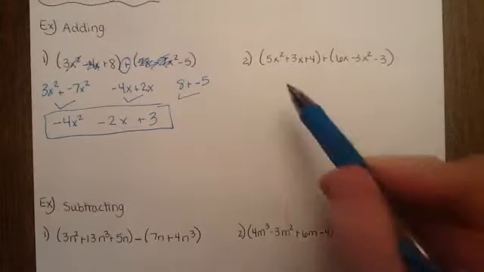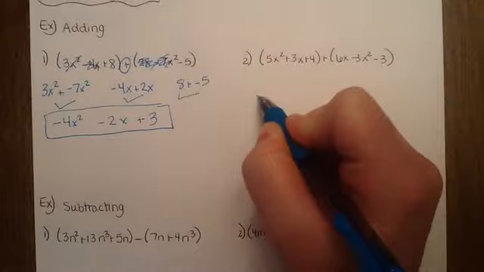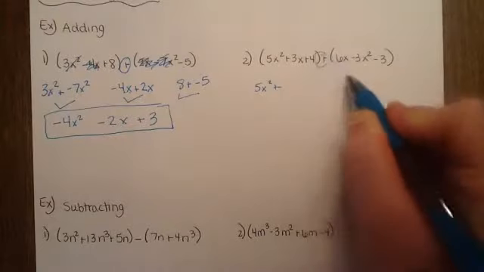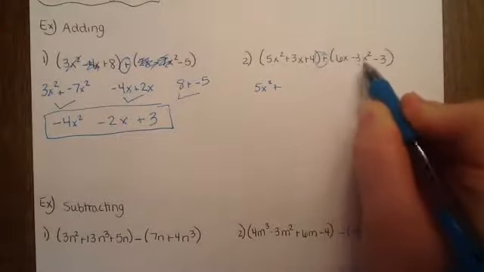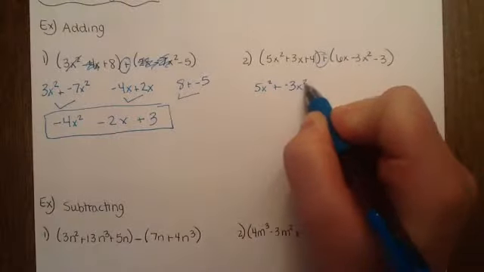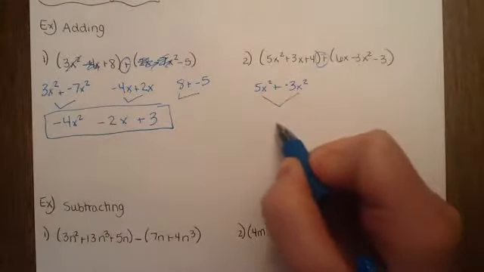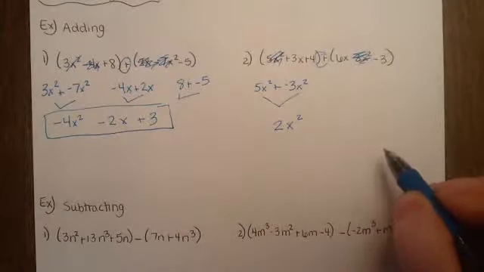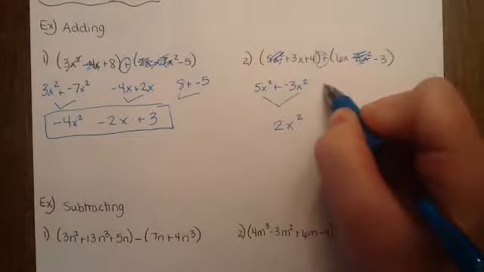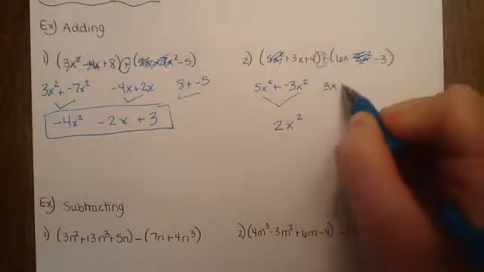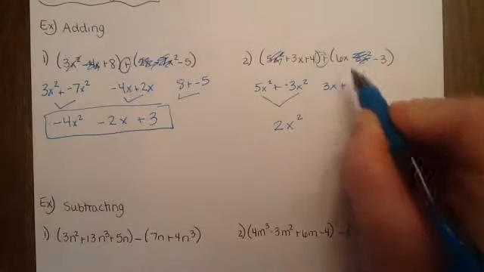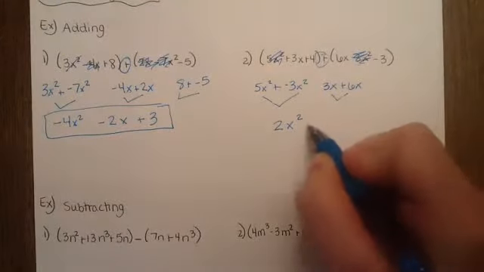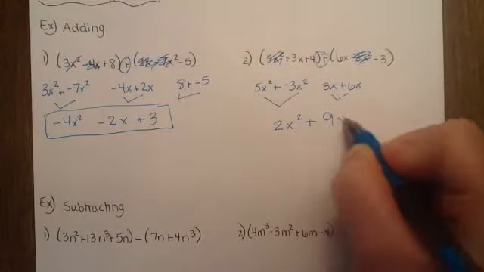Let's see how you did. What did you add with 5x squared? 5x squared plus, make sure you used a minus 3x squared. And what was that? 2x squared. So that piece is gone, and the minus 3x squared is gone. Then what did you add together? 3x plus, what piece matches? 6x. They both have an x. And you got positive, or plus, 9x.